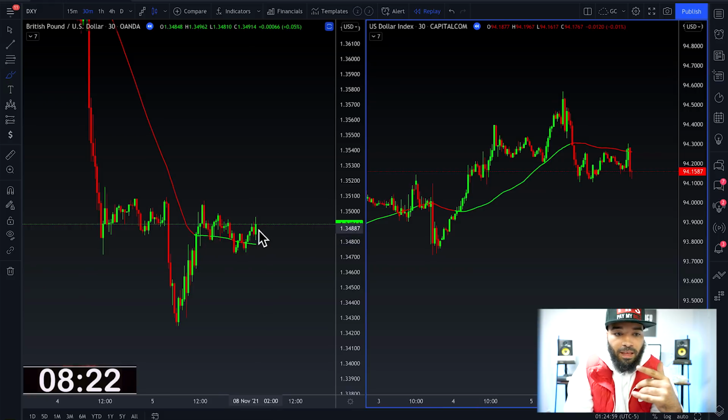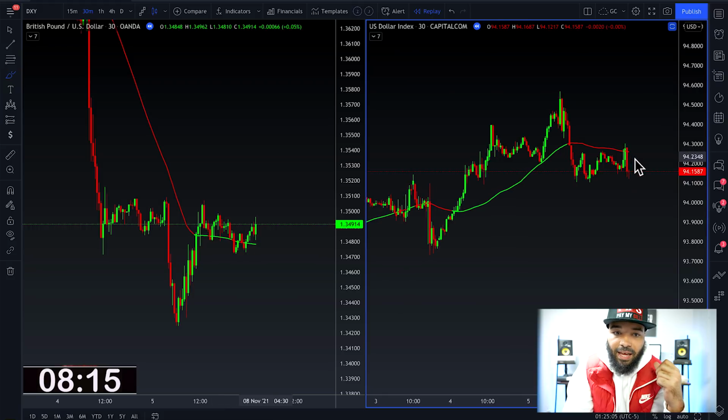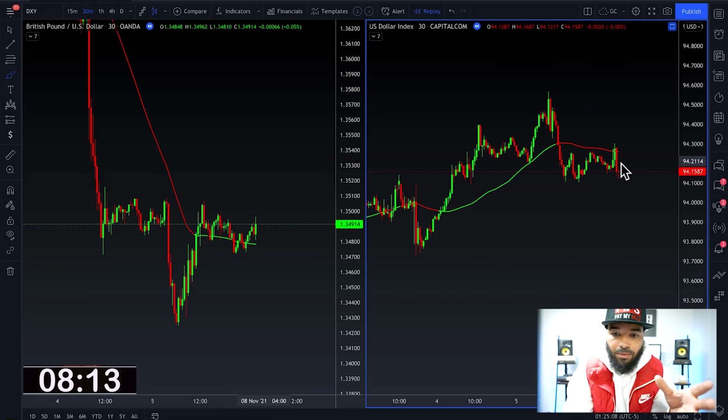Well, if you're ever confused on the timing of the entry, we'll just look at the index. All right, so in this situation, it's the dollar index. It may be the Japanese yen index. It may be the Australian dollar index. Take a look at the index and see the position on this candle.